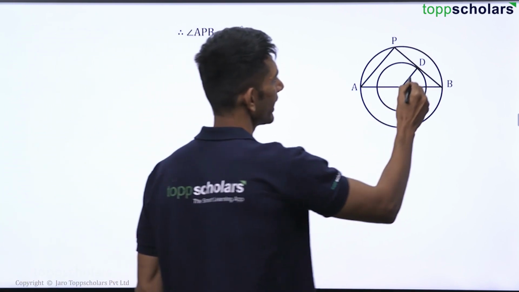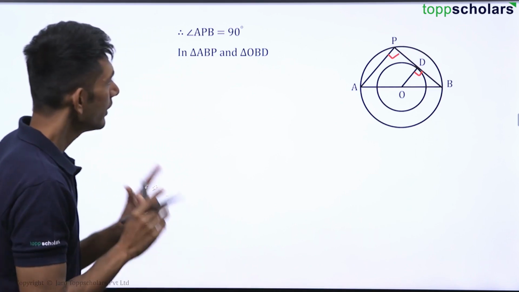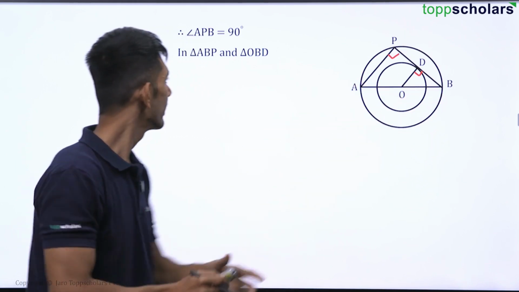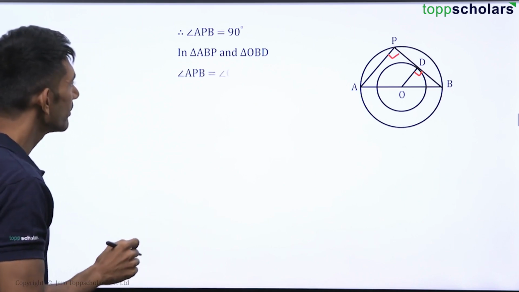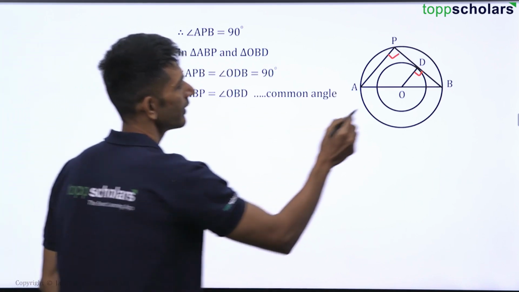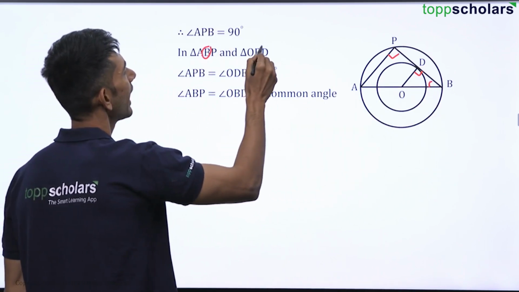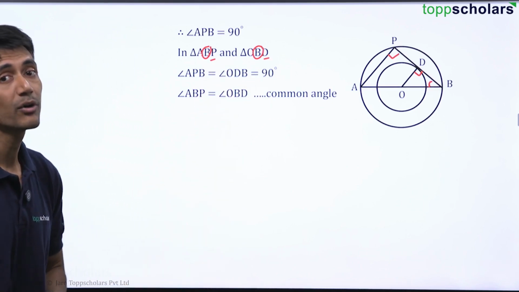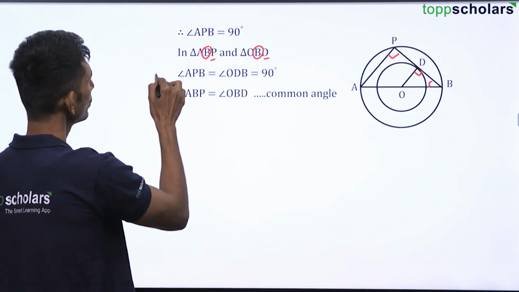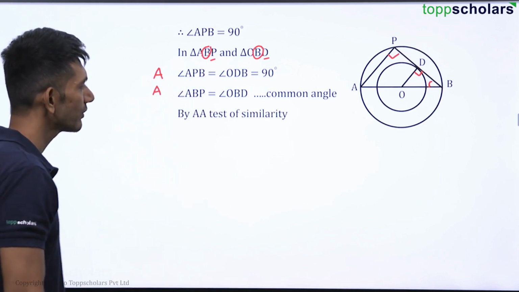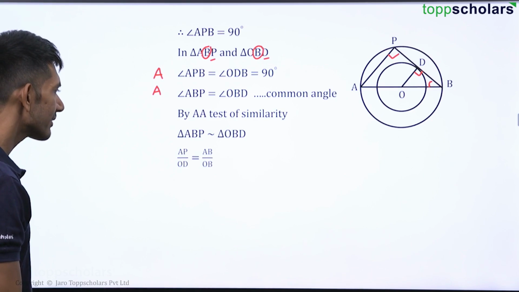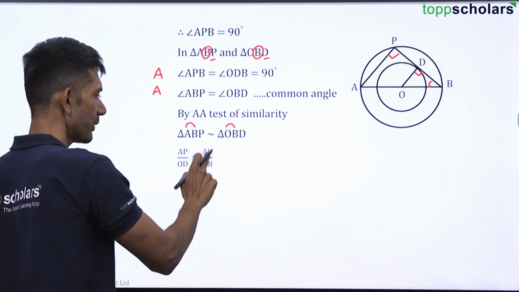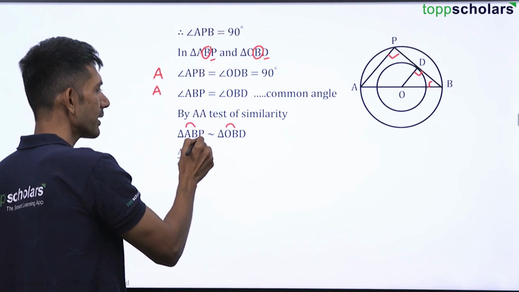Now understand, if I take the two triangles, triangle ODB and triangle APB, can I prove the two triangles similar? See, angle B is common, and then angles P and D are equal. Why are P and D equal? Because both of them are 90 degrees each. So can I say the two triangles are similar by the angle test of similarity? Now since the two triangles are similar, can I say AB by OB is equal to AP by OD.